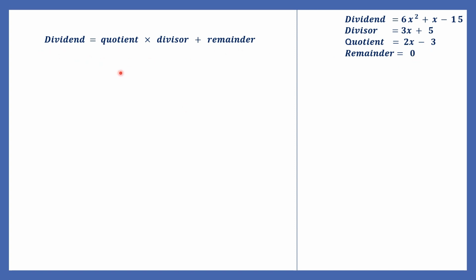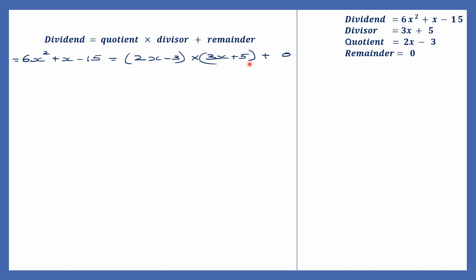So let's begin. Dividend. How much is dividend? 6x square. Let's write that. 6x square plus x minus 15 is the dividend. Then quotient into divisor. So let's write the quotient. Quotient is 2x minus 3 into divisor. Divisor is 3x plus 5, plus remainder, and the remainder is 0. So now we have to work out what is on the right hand side.